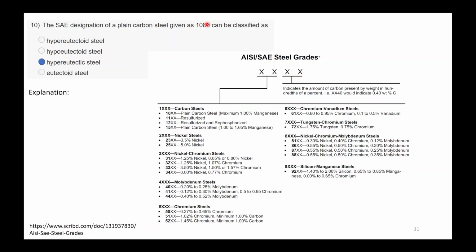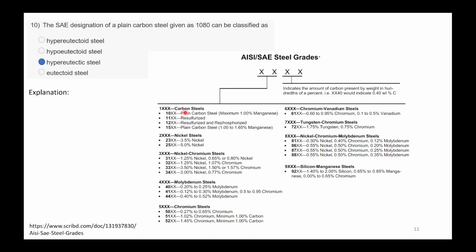So these are 4 digits. The initial 2 digits tell what type of steel it is, what type of alloying is present, and the last 2 digits tell the percentage of carbon. So if it is 1080, then it will be 0.80 weight percent of carbon, which is eutectoid. It's incorrect here. So it will be eutectoid steel.